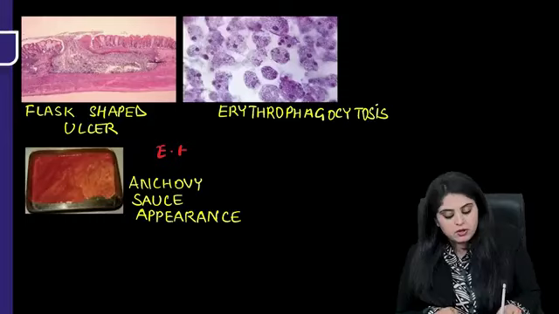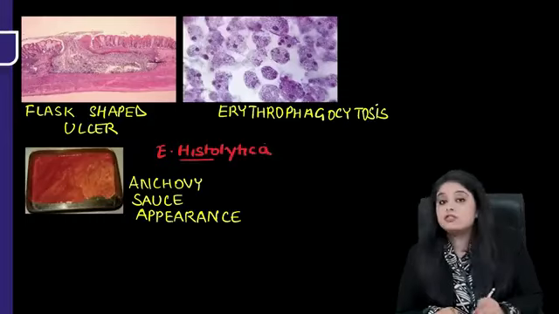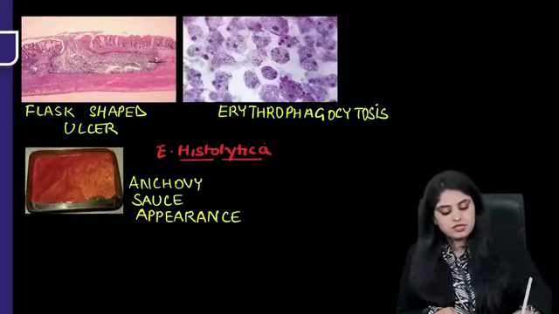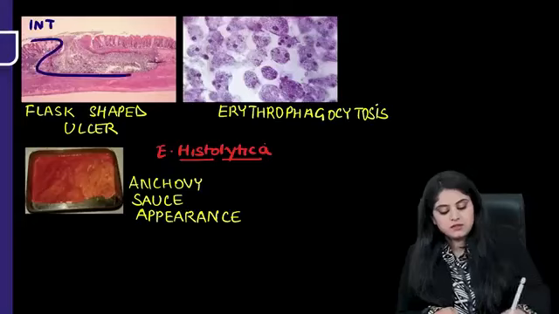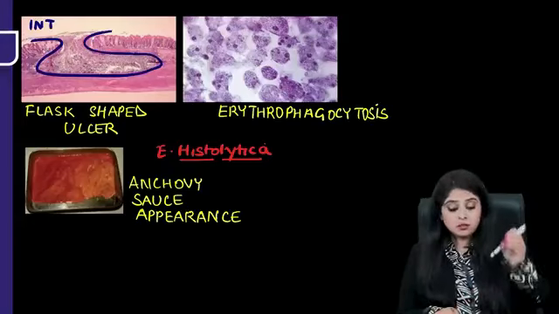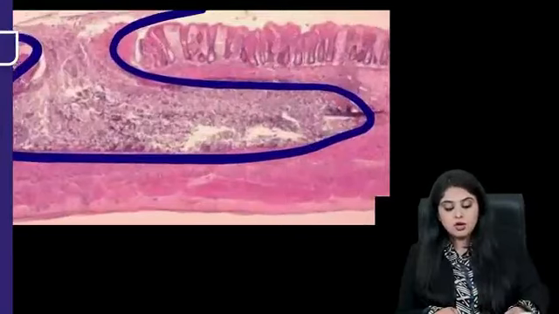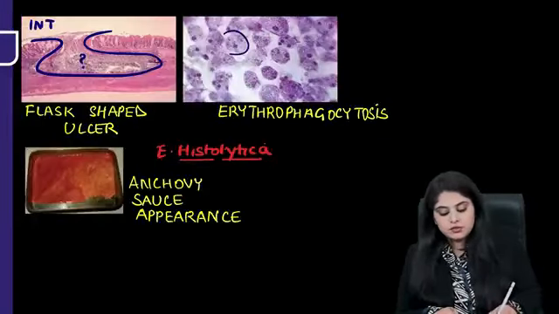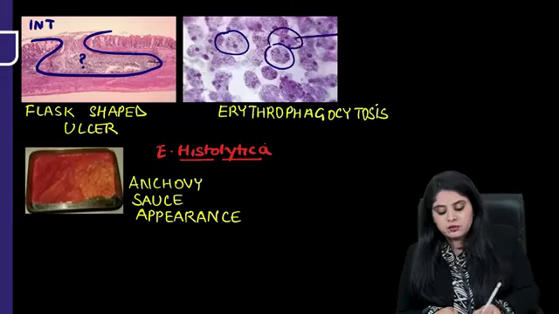When I'm talking about the word histolytica, we all know that histo means tissue, lytica means lysis. It's going to break the tissue. So when it comes to the intestine, it causes the very famous flask shaped ulcer. And if I zoom into this flask shaped ulcer and you ask me what exactly you see inside, you're going to see these trophozoites. All of these are trophozoites of Entamoeba histolytica.